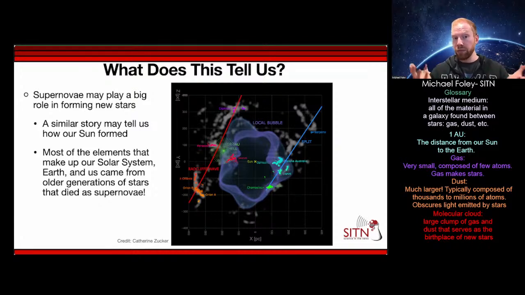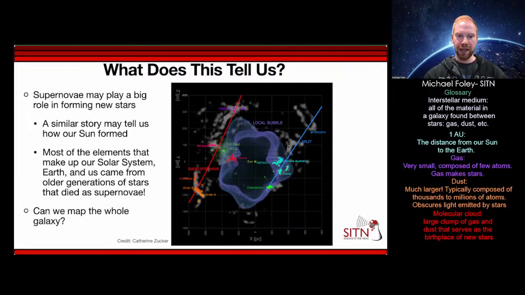A similar story may tell us how our sun formed. So our sun may have formed in the shell of one of these big bubbly structures produced by supernovae. And a lot of the elements that make up our solar system and Earth and us came from supernovae, old generations of stars that produce bubbles like this.